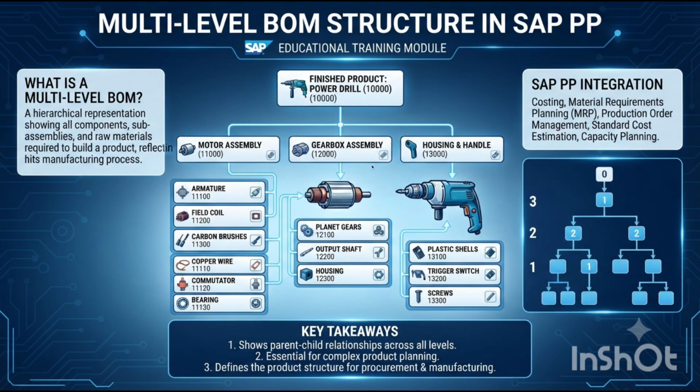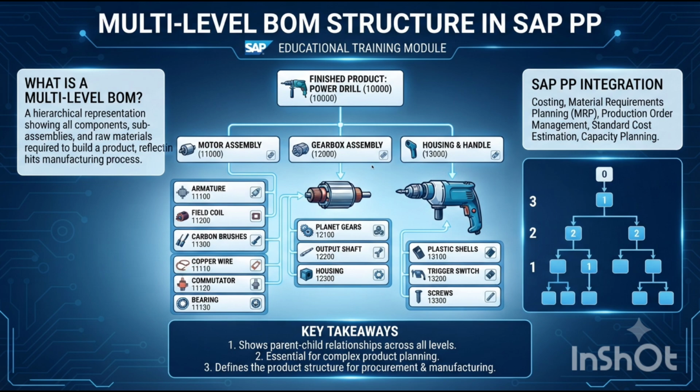Let's discuss BOM, Bill of Materials. It is one of the most important master data elements in SAP PP. Think of it as a complete recipe that lists every single component, sub-assembly and the exact quantity required to manufacture one unit of finished product. BOM can be single level or multi-level. In multi-level BOMs, sub-assemblies themselves have their own BOMs, creating a complete product structure.